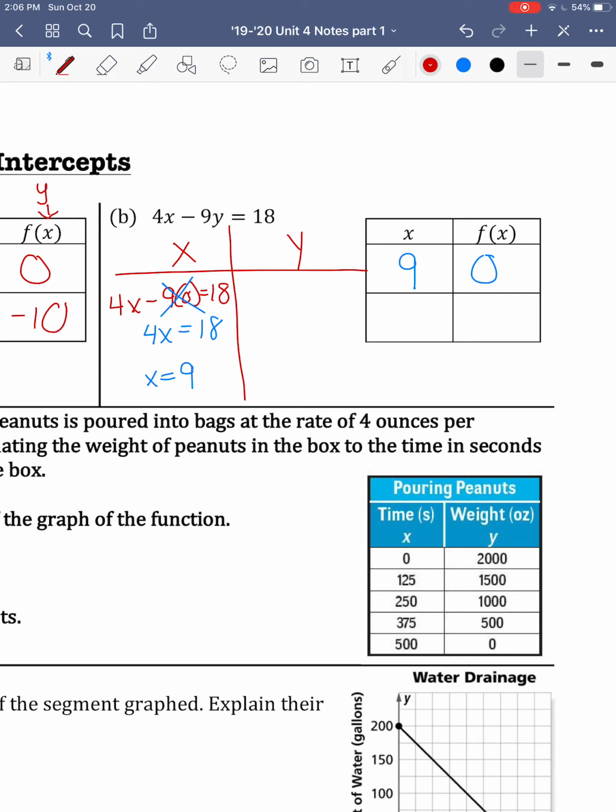And then for my y, same thing. I'll put in a 0 for x. And again, this just cancels. But don't forget, don't drop that negative in front of the 9. So I have -9y is equal to 18. And so y equals -2. So that's the point 0, -2.